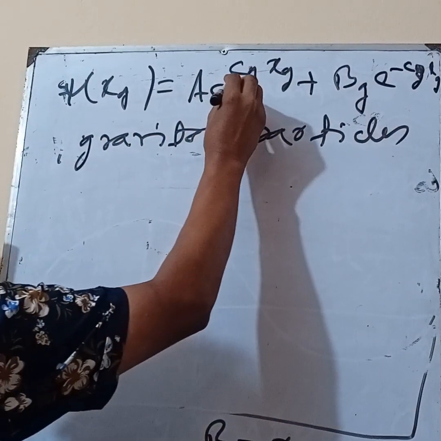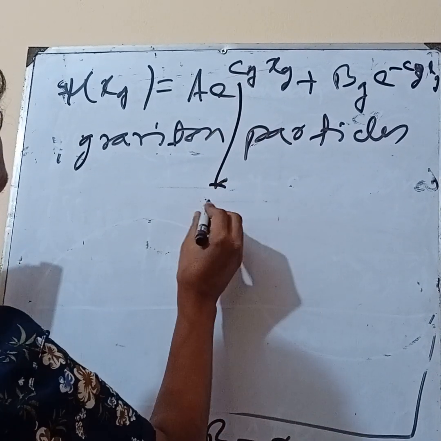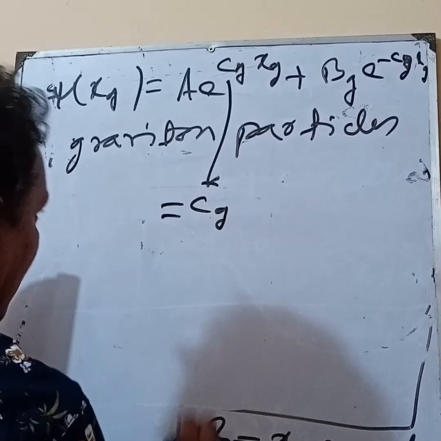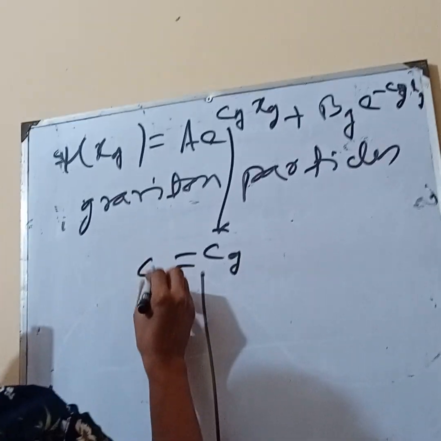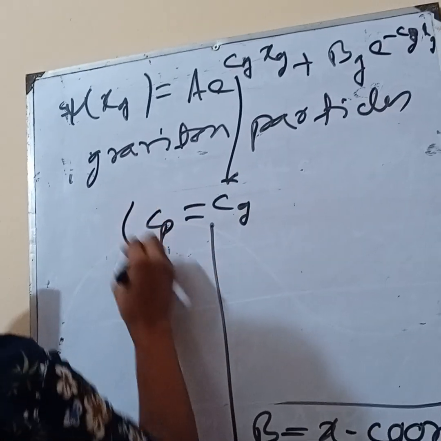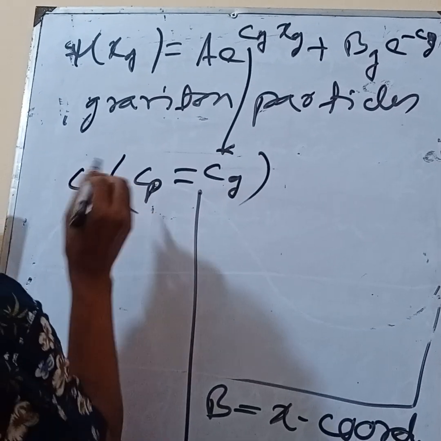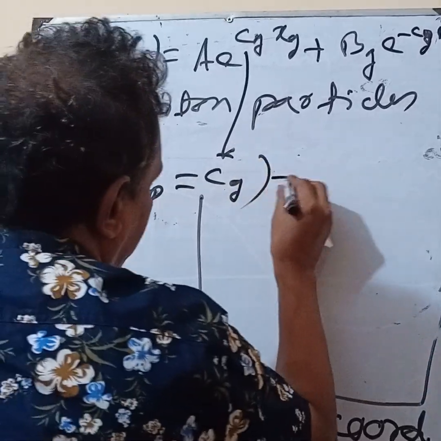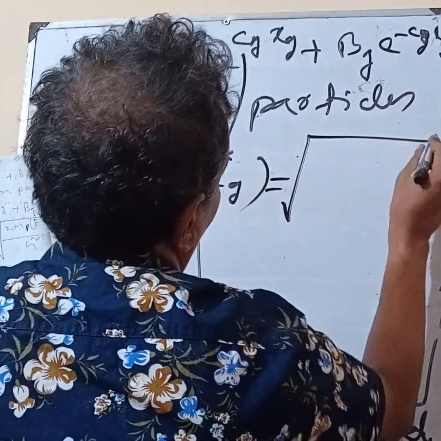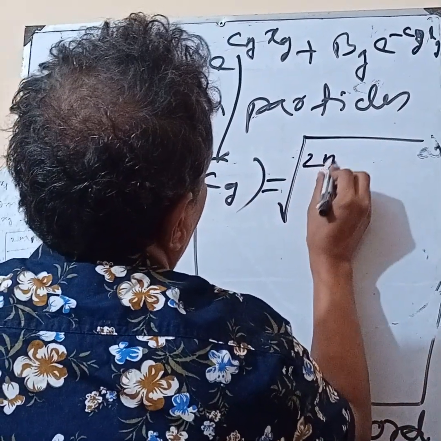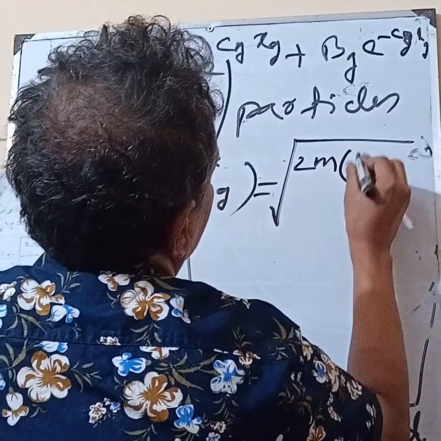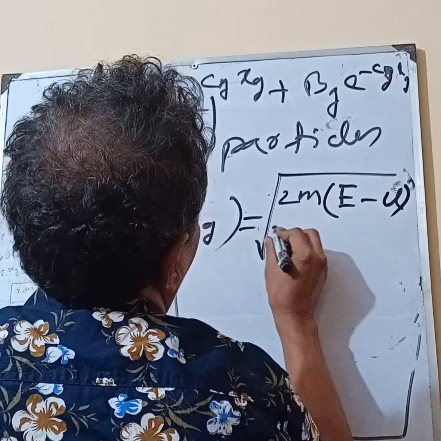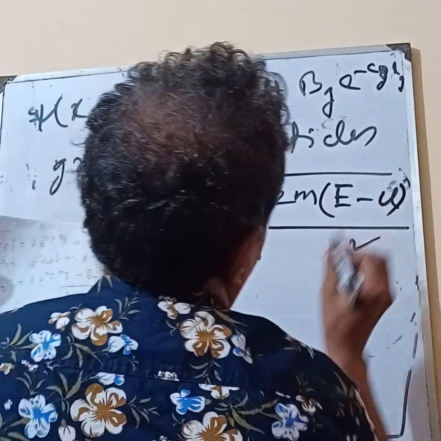Now, CZ and CP is equal to C. What is the value of C? C is depending on 2m into E minus U by h square.